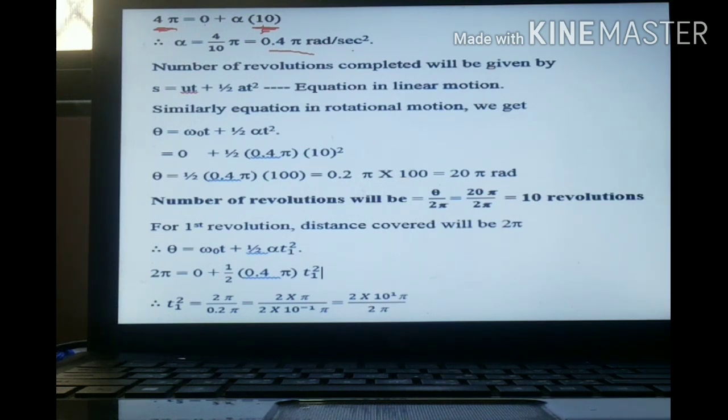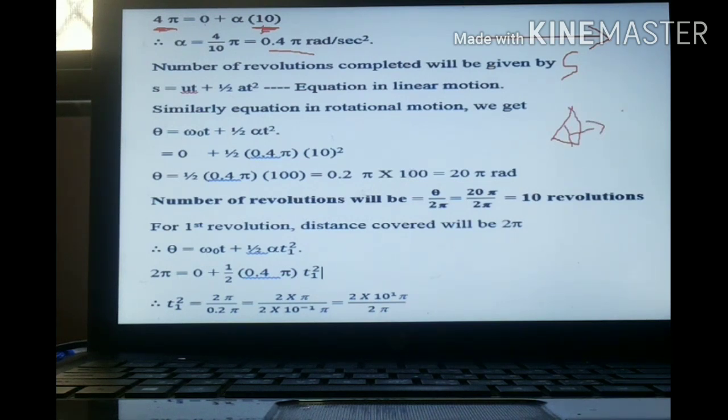Now we want to find out the number of revolutions happening. For finding the number of revolutions, we want to find out the angular displacement. So first of all we will compare it with a linear equation, S is equal to ut plus half at square. Similarly, S can be replaced as theta. Whenever the object is moving in a straight line, displacement is denoted as S, but whenever the object is moving in a circular manner, the displacement is represented as theta.